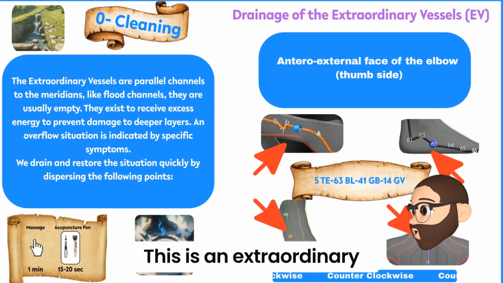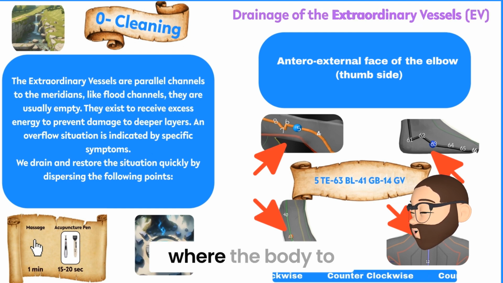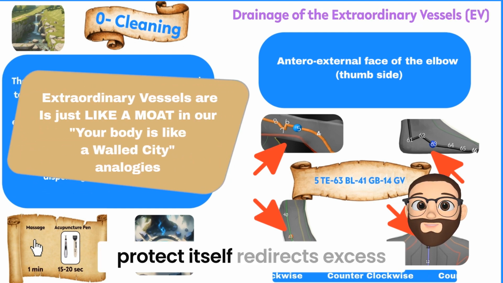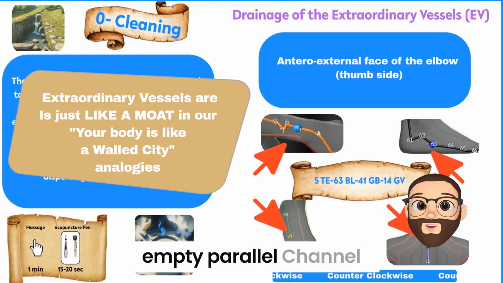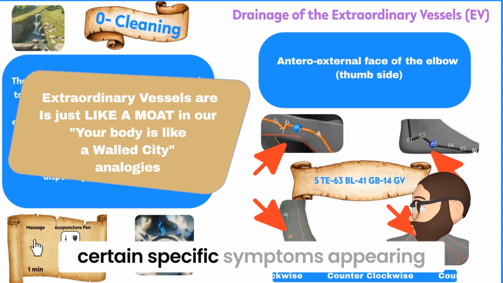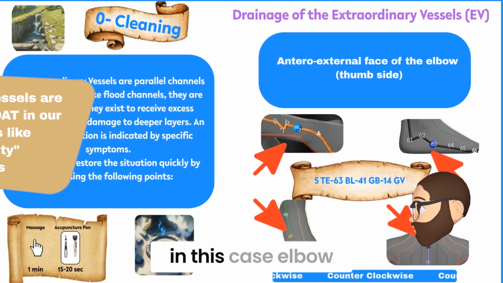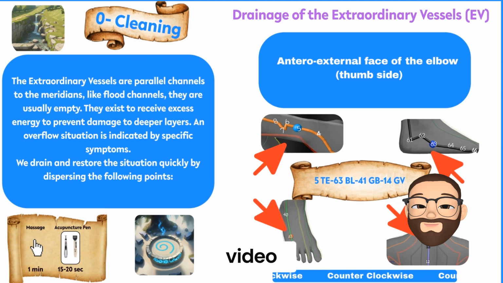This is an extraordinary vessel, as explained in the book. It's a particular situation where the body, to protect itself, redirects excess energy into a normally empty parallel channel. If that's the case, we recognize it by certain specific symptoms appearing, in this case, elbow pain. If that's not your case, you skip it and continue the video.